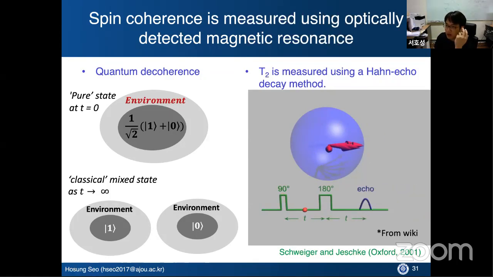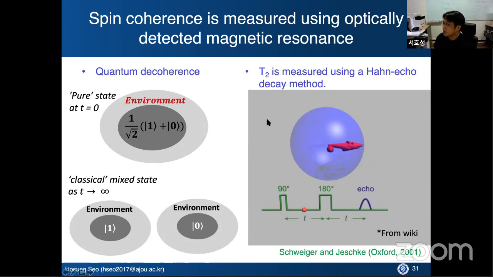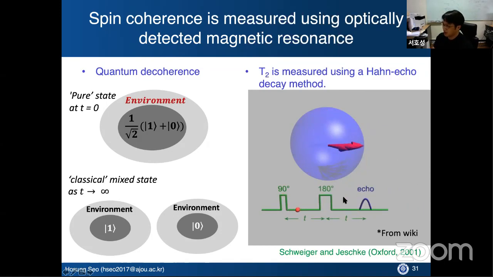The time scale of this process is called T2, which comes from the magnetic resonance literature. T2 can be measured by the famous Hahn-echo pulse technique, which I'm not going to talk about in detail.